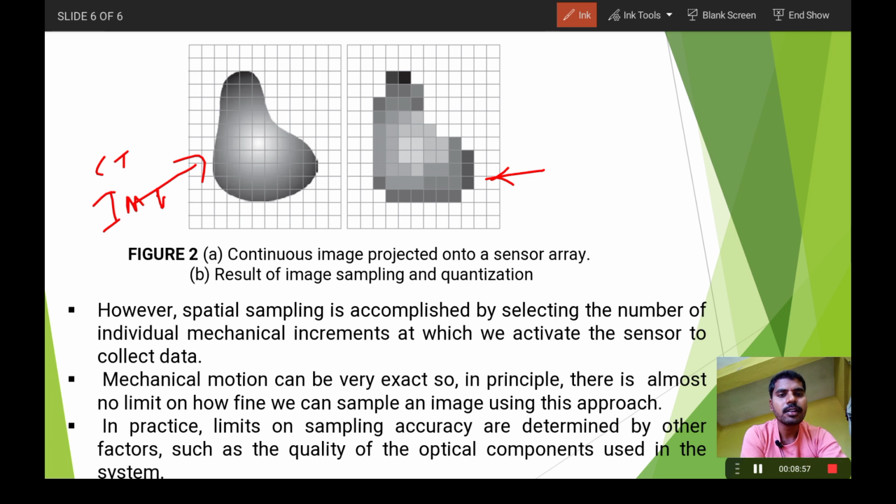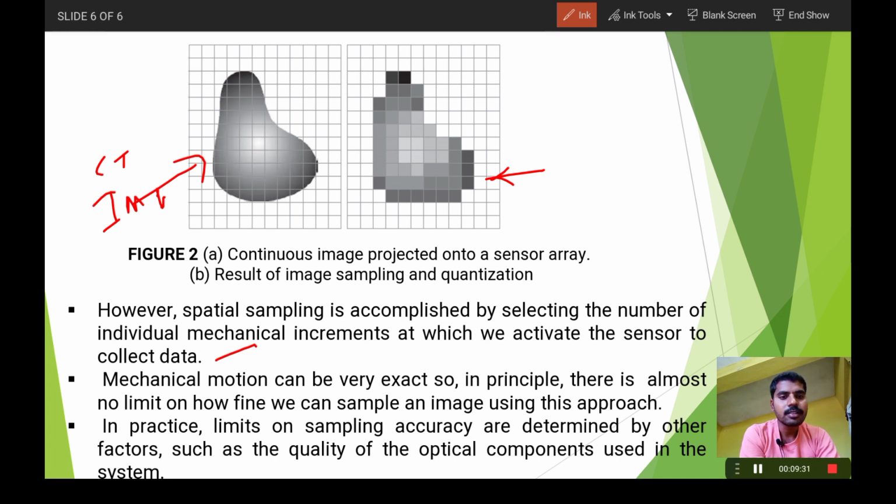However, the spatial sampling is accomplished by selecting the number of individual mechanical increments at which we activate the sensor to collect them. That means instead of taking all the values of the corresponding range, we are taking just some part of the values. Based on that, we can represent the corresponding values in terms of some numerical data, so that will project the same information in the image plane itself also. As well as mechanical motion can be very exact, so in principle there is almost no limit on how finely we can sample an image using this approach.